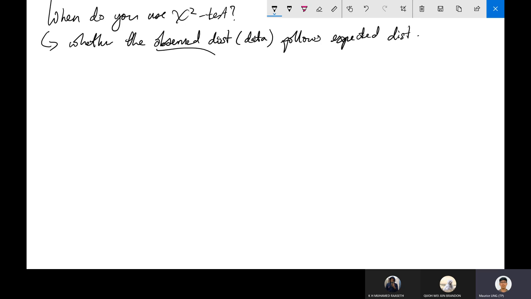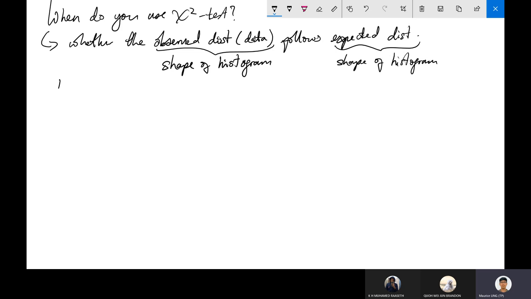So this idea of observed distribution and expected distribution, technically you are looking at whether the shape of the histogram is similar. You're looking at whether the two shapes of the histogram are close enough. So the null hypothesis in this case is that the observed distribution is equal to or similar to your expected distribution. Your alternate hypothesis is that the observed distribution is not equal to the expected distribution. That is the general concept of it.